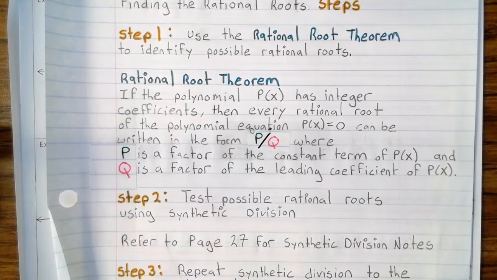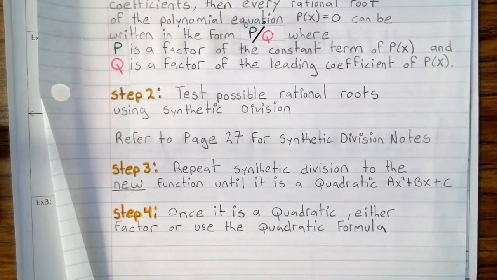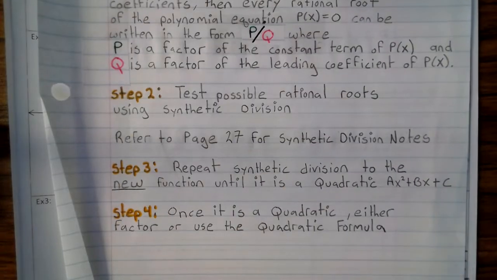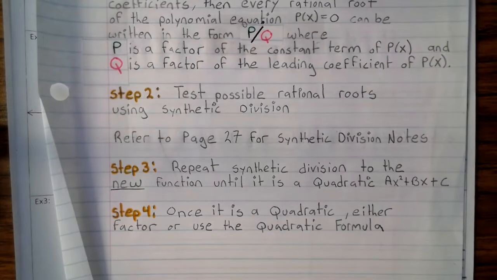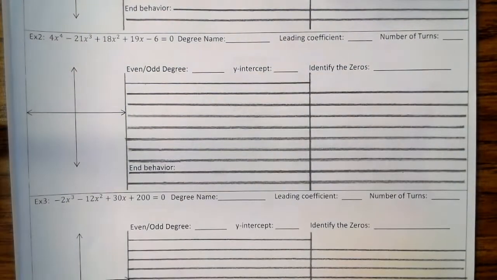Refer to page 27 for synthetic division notes. Step 3. Repeat synthetic division to the new function until it is a quadratic ax squared plus bx plus c. Step 4. Once it is a quadratic, either factor or use the quadratic formula. Alright, now your notes are complete. Let's take a look at the examples.